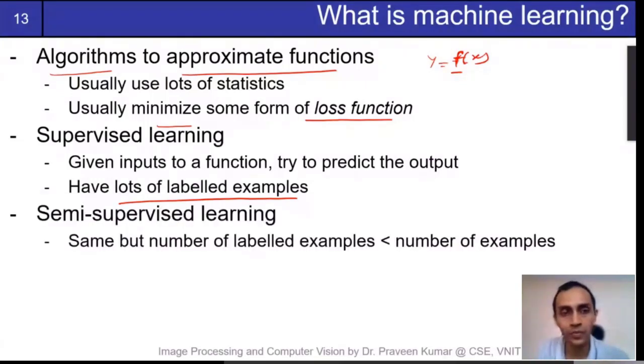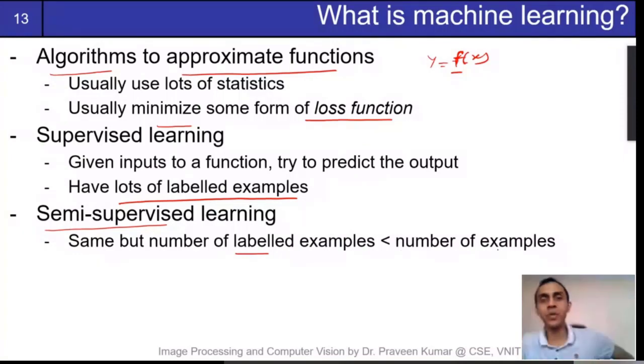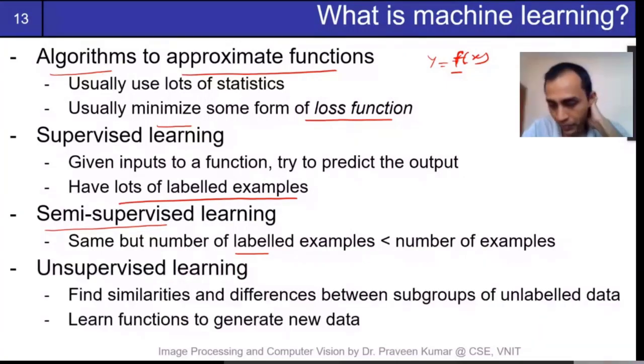There is also a semi-supervised method, where you have a lot of training data, but the number of labeled examples is far less than the total size of the data set. Manual labeling is quite expensive, and you may not be able to label every sample. But if you are able to label some of them, then there is a set of techniques under semi-supervised learning which can work with that.